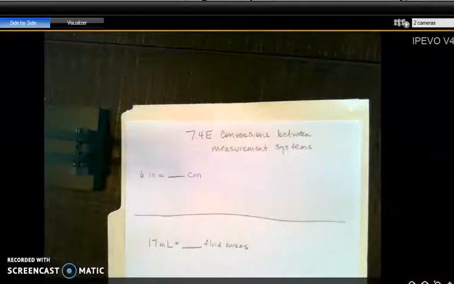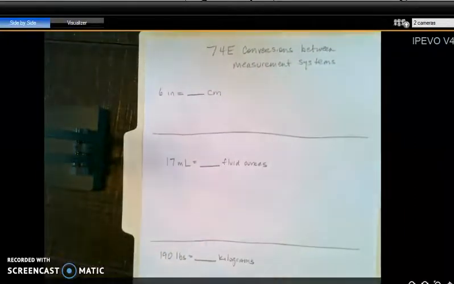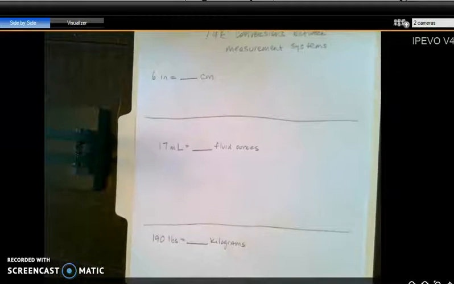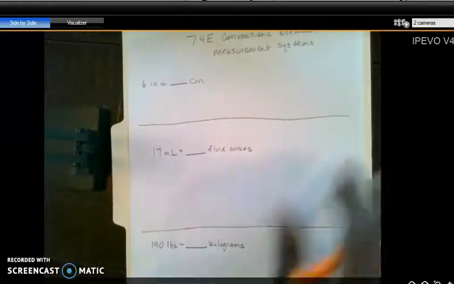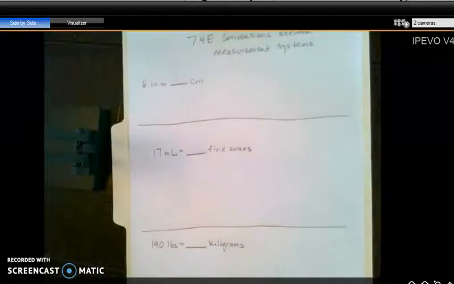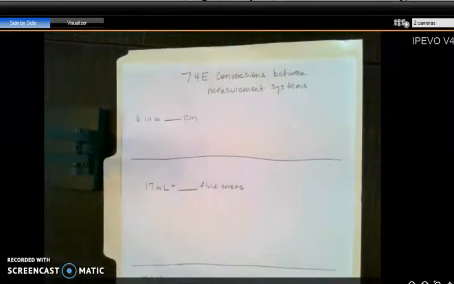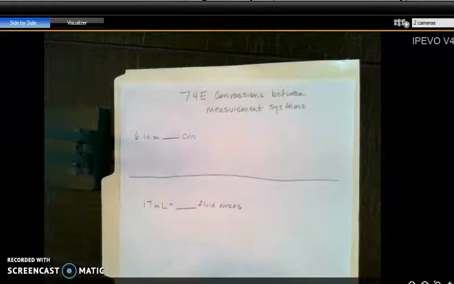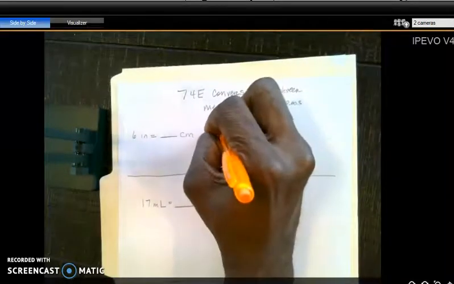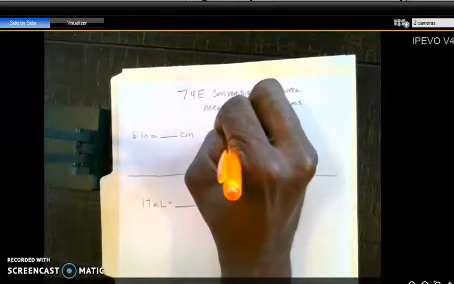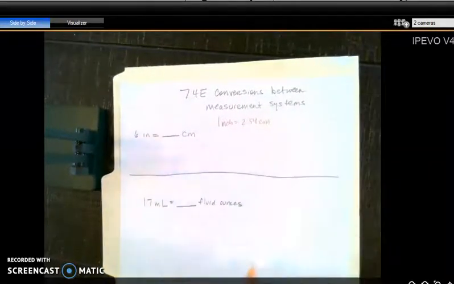Okay, so let's look. As you notice here, I have inches to centimeters, milliliters to fluid ounces, and pounds to kilograms. No matter what the conversion factor is, it's going to be given to you on a chart when we take any type of assessment, whether it be a quiz or a test. I'm going to give that to you so you don't have to memorize it, but it's going to be the exact same process. So for inches to centimeters, 1 inch is equal to 2.54 centimeters.